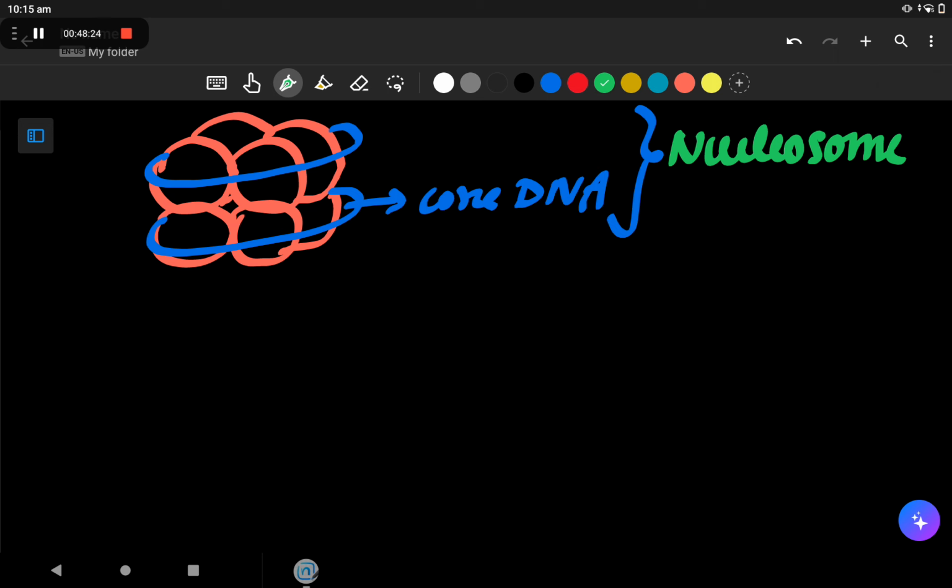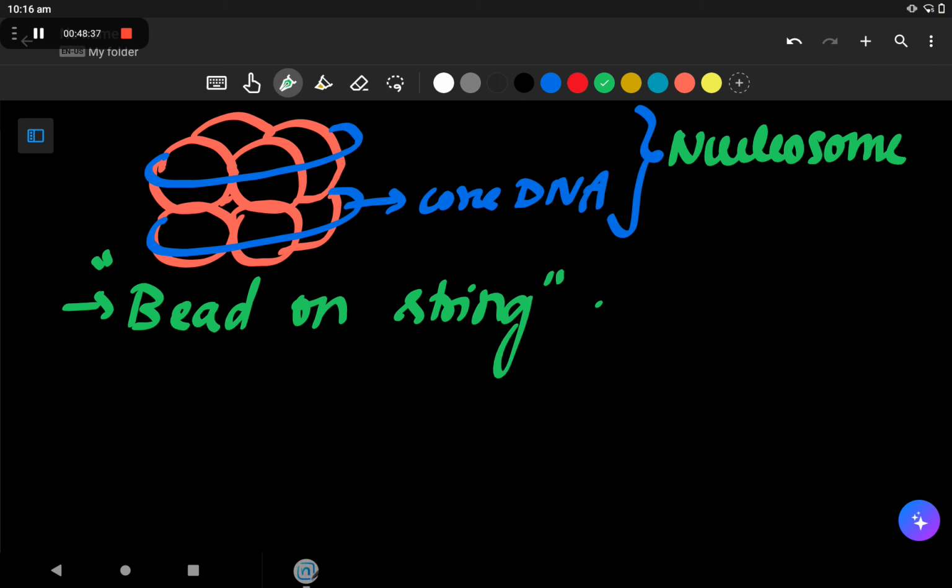Multiple nucleosome cores are joined via linker DNA. This DNA-histone complex appears like beads on a string. Like this it will appear if you view it under the electron microscope.